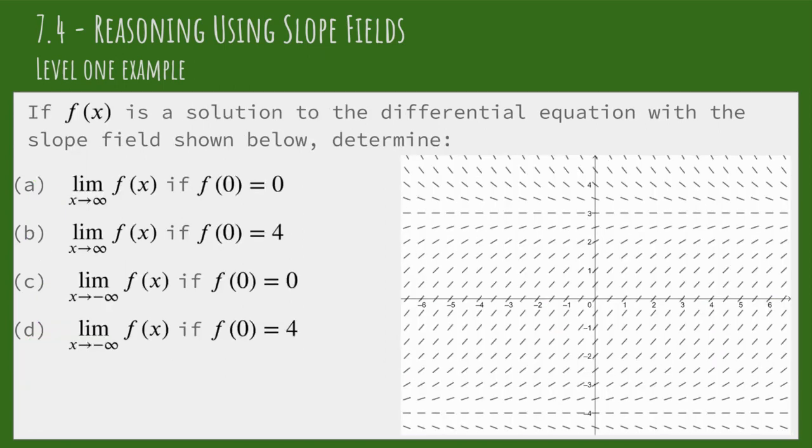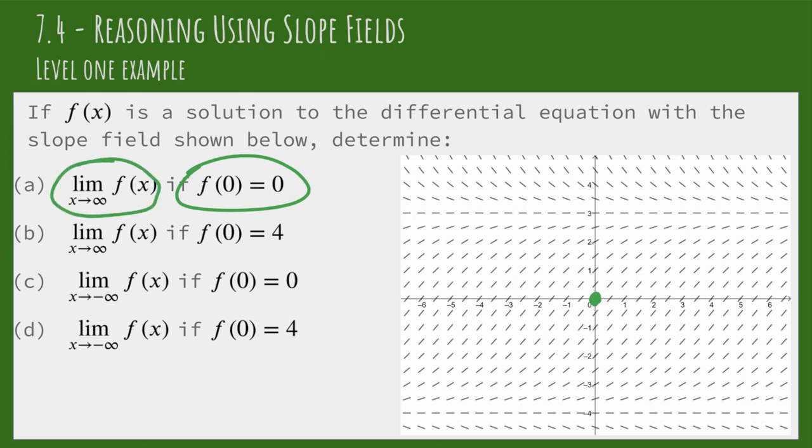In this example, we have a slope field and we want to answer a question about limits. And these limits are related to horizontal asymptotes. So remember, we get horizontal asymptotes if a limit as x approaches infinity or x approaches negative infinity is some finite number, then we get a horizontal asymptote. So in the first part here, we have f of 0 equals 0. So we know that this point is going to be on the solution, and we want to know what happens as x goes off to the right.